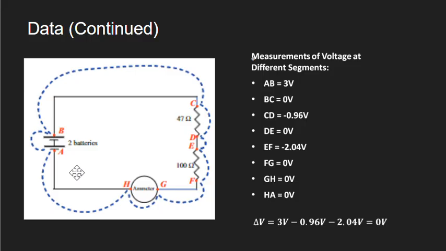Here's just more data. I'm not going to go too in depth into all these values, but you can pause it and look at it if you want. The biggest thing is just to know that we measured the voltage in the different segments for this circuit, and then you can see for the loop, we used the loop rule to show that our values are outputting what we'd expect them to output in accordance with the loop rule.